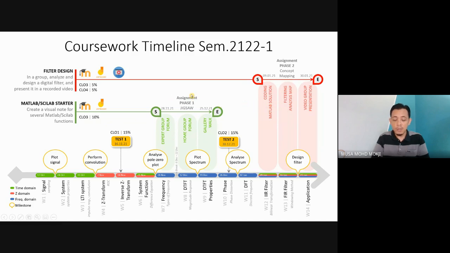So for now, we just know that we have 2 phases of assignment, and each assignment is actually 3 weeks. Your time management needs to be very, very good, because most of you are SKEM, so you are in fourth year's first semester.